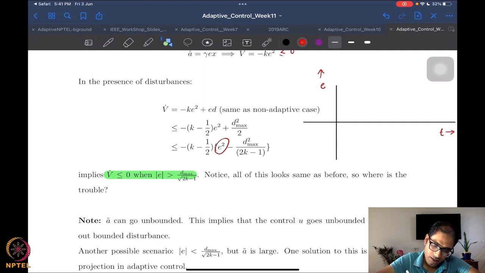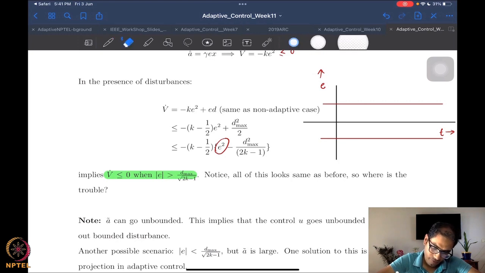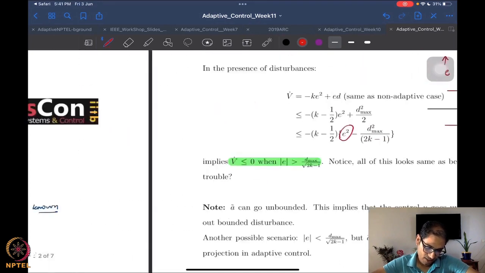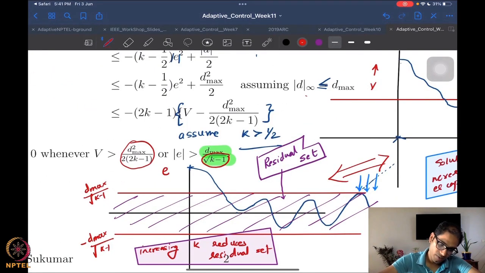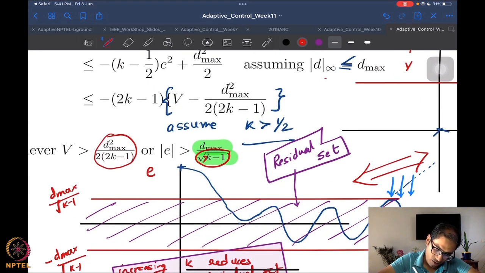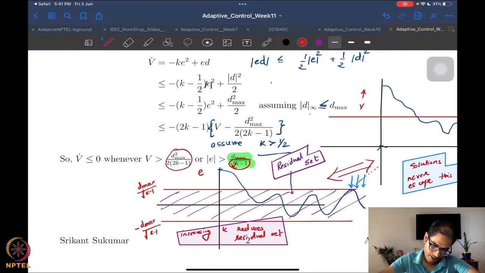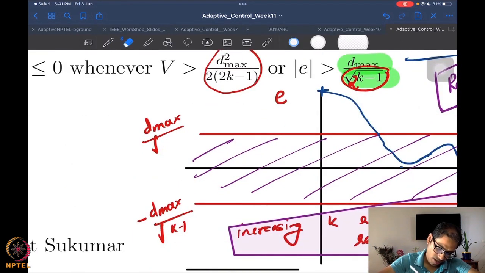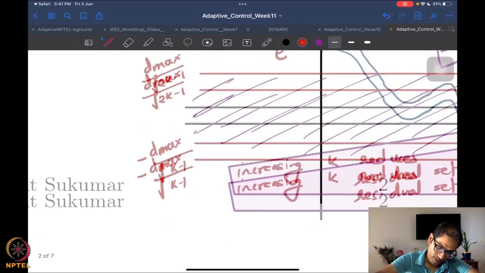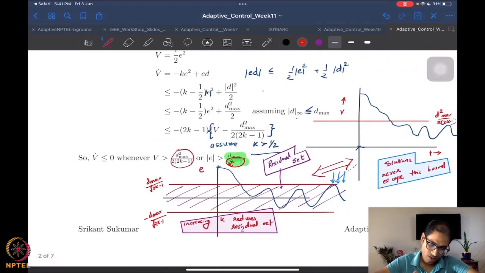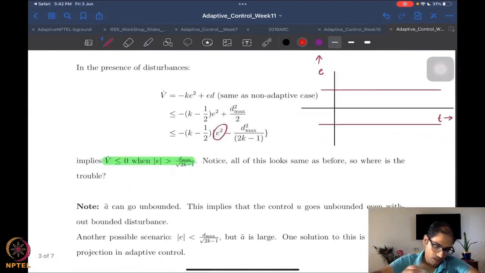Now I'll make the two boundaries. These boundaries are basically d max. Did I get this wrong last time? I'm sorry, this boundary last time should have been 2k minus 1. So this should also have been 2k minus 1. There was a factor of two missing here.